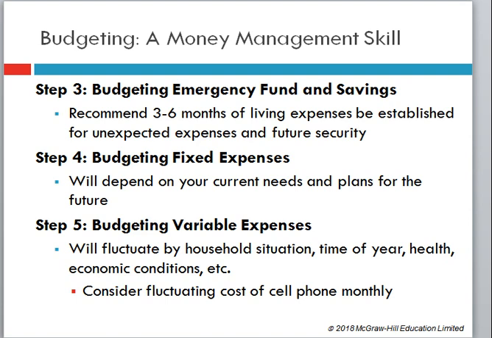So step 1, goals. Step 2, estimate your income. Step 3, have a savings and emergency plan. Step 4, budget your fixed expenses. Budget, that is, forecast your fixed expenses. And step 5, budget your variable expenses.